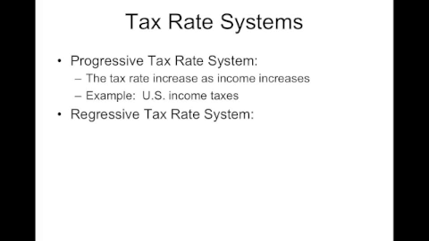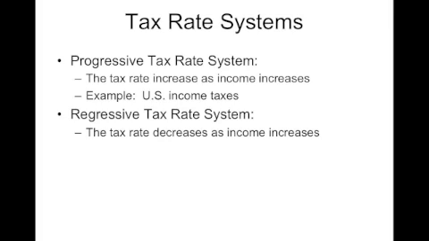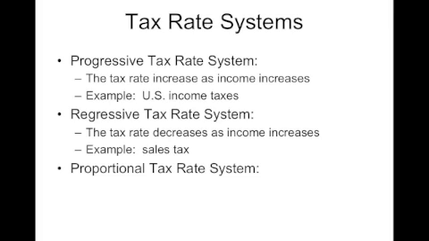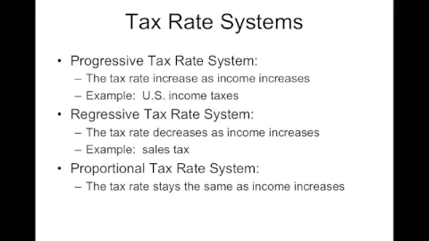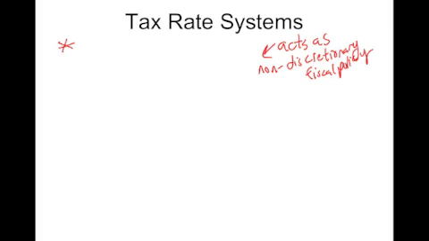A regressive tax rate system is going to work the opposite way. It's going to mean that the rich people pay a very small percentage of their income in taxes, and the poor people pay a comparatively larger percentage of their income in taxes. So an example of that is going to be sales tax, or what we call consumption tax in Japan. The proportional tax rate system is one in which the tax rate is the same for everybody. It's the same percentage of people's income that they pay. And there's really no perfect examples of that.